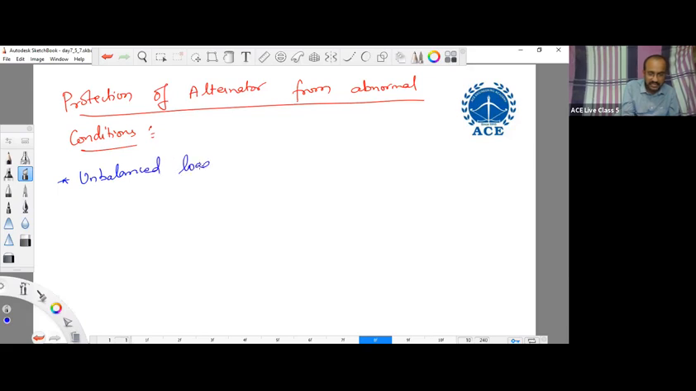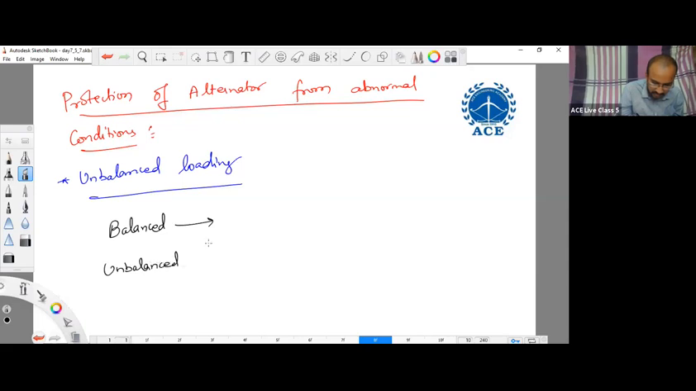How do you sense unbalanced loading on the alternator? What is the difference between balanced loading and unbalanced loading? That you need to understand first. Whenever the loading is balanced, what do you have? And whenever the loading is unbalanced, what do you have?